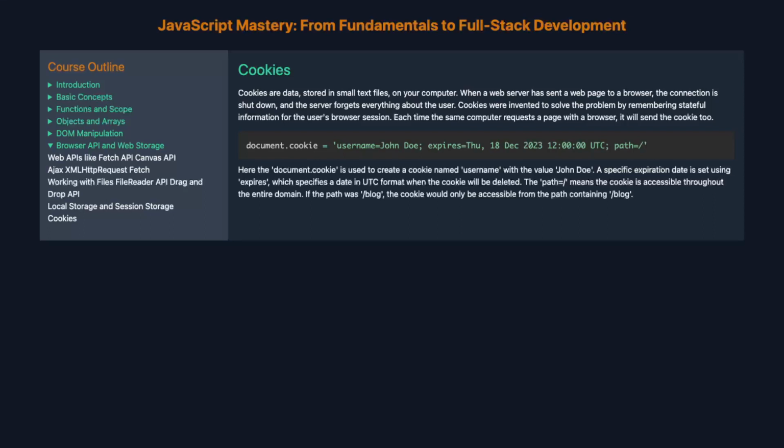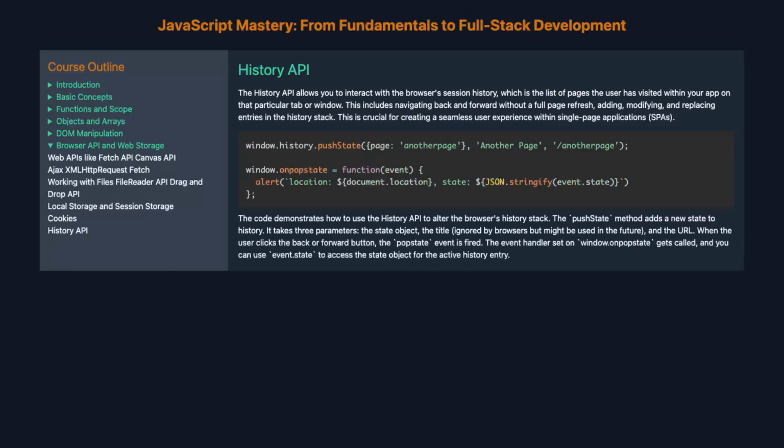Here, document.cookie is used to create a cookie named username with the value John Doe. A specific expiration date is set using expires, which specifies a date in UTC format when the cookie will be deleted. The path=/ means the cookie is accessible throughout the entire domain. If the path was /blog, the cookie would only be accessible from the path containing /blog.